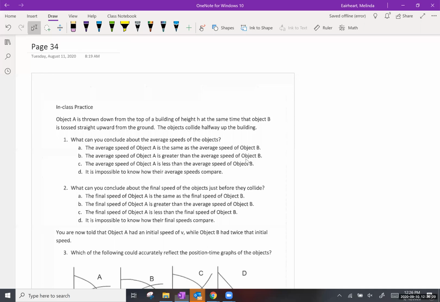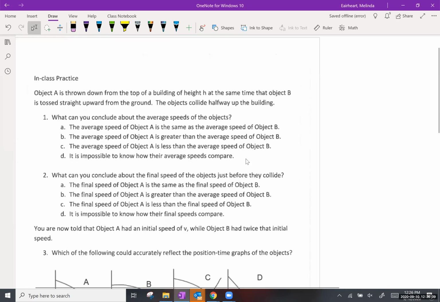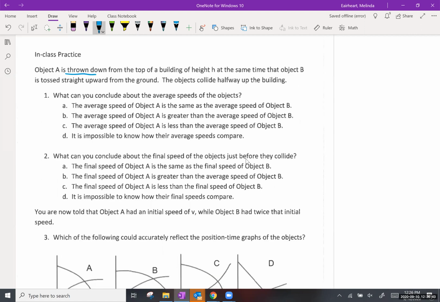All right, so on page 34, we once again have a free fall example with two objects. We're still going to have two objects in free fall, except this time it's two rocks, and this time they're going to give us no numbers, just variables, okay? It says an object A is thrown down from the top of a building of height h. At the same time, object B is tossed straight up from the ground. The objects collide halfway. So remember last time with Superman and Lois Lane, I said, don't assume halfway unless told otherwise. Well, here they're telling us halfway, okay?